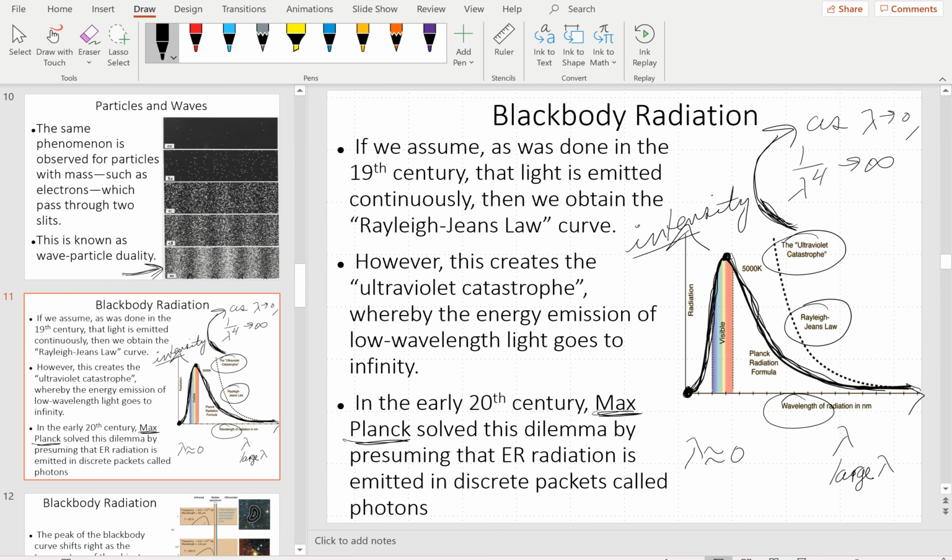In currency language, these would be denominations. And these packets are called photons. And you either have a particle of light emitted that has a certain energy, or you don't. There's nothing in between.